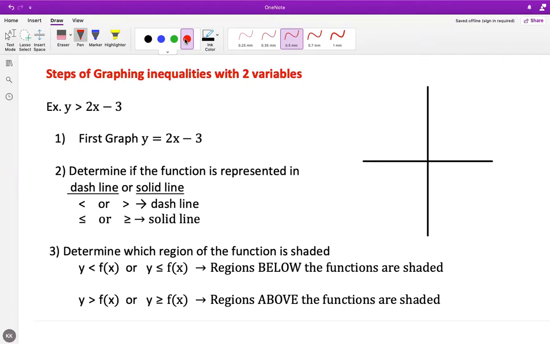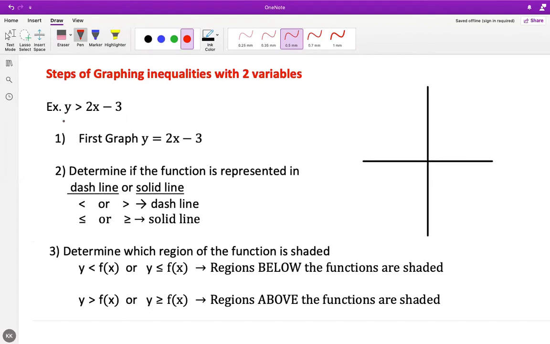For this video I will show you how you can graph inequalities involving two variables by hand. In the previous video I showed you the basic intuition of graphing inequalities with two variables. Basically, it involves shading the functions.